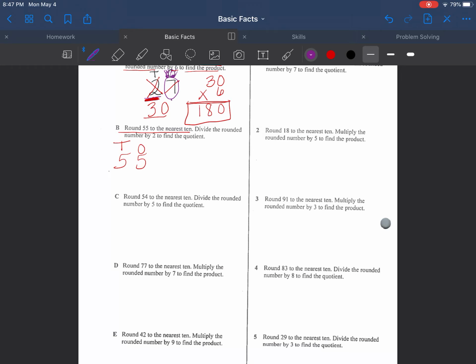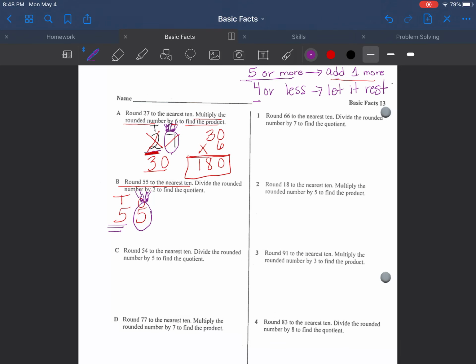Letter B, round 55 to the nearest 10. So I do 55. These are my ones. These are my tens. They want me to round to the nearest 10. So I underline it. Circle the number to the right. So remember, we're looking at the one with the circle, which is a 5. The rule says 5 or more, add 1 more. We're going to add it to the one we're rounding, which is the 5. If we add 1 more, it would become a 6, and then the 5 becomes a 0.